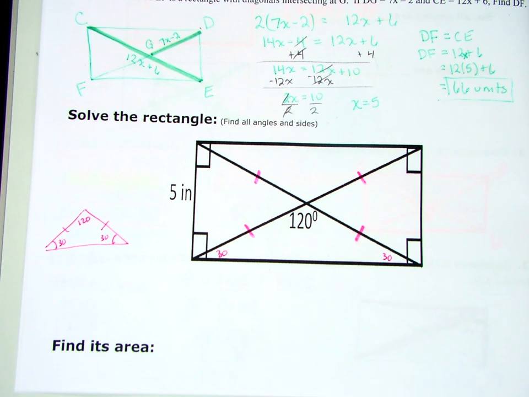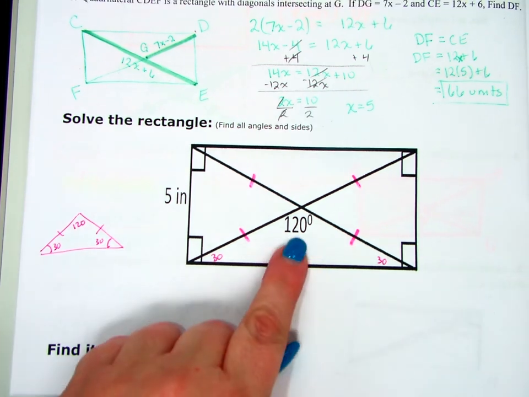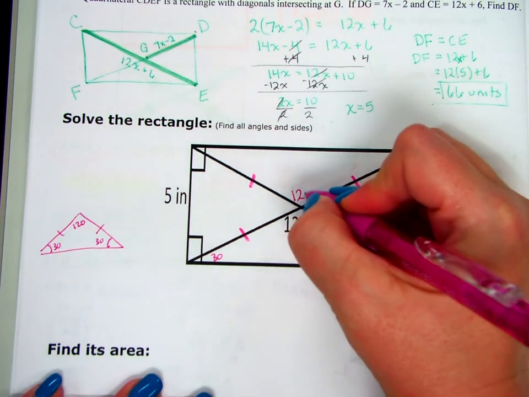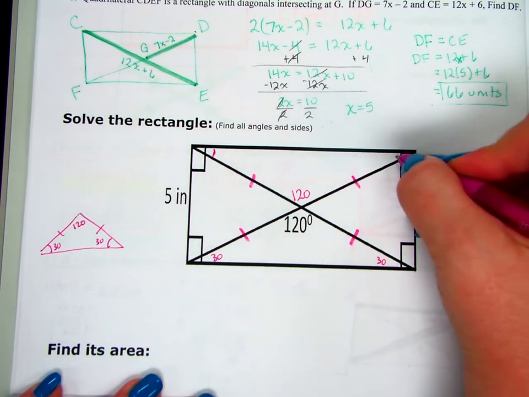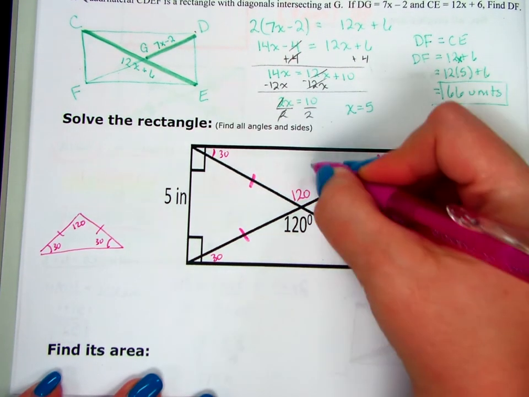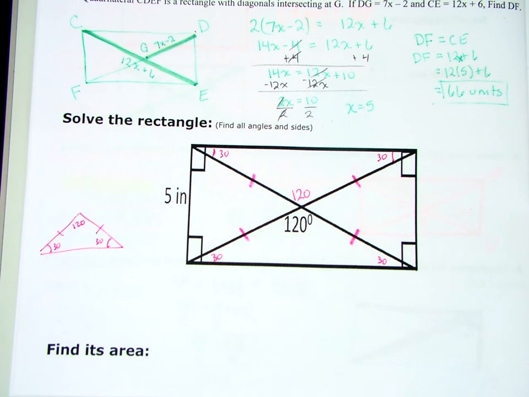And then if we think about vertical angles, if this angle is 120, what does the one on top of it have to be? Which means what do these 2 angles have to be? 30. Because that's also an isosceles triangle, right? These 2 triangles are the same by side angle side.